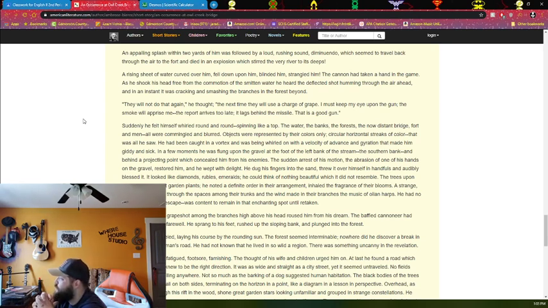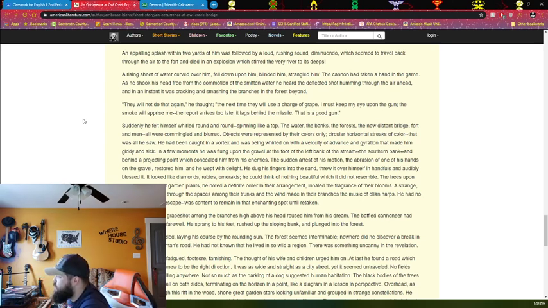As he shook his head free from the commotion of the smitten water, he heard the deflected shot humming through the air ahead, and in an instant it was cracking and smashing the branches of the forest beyond. They will not do that again, he thought. The next time they will use a charge of grape. I must keep an eye upon the gun. Smoke will apprise me. The report arrives too late and lags behind the missile. That is a good gun.